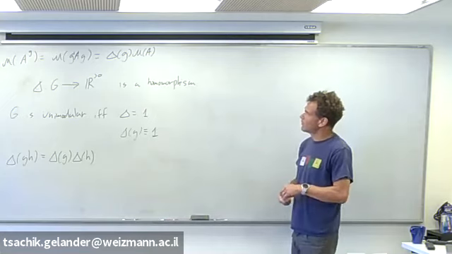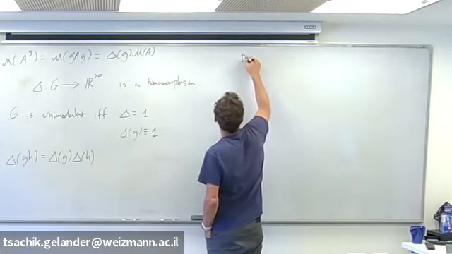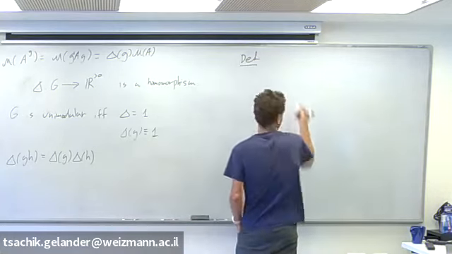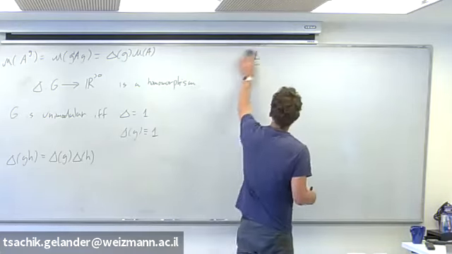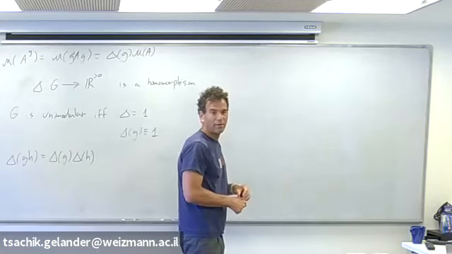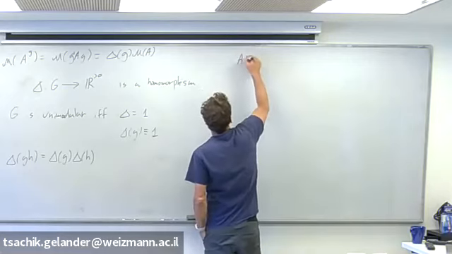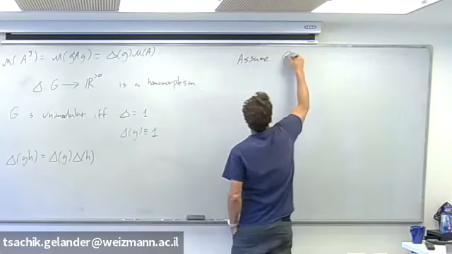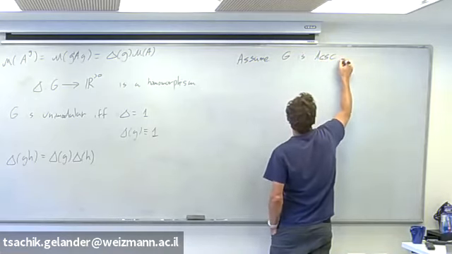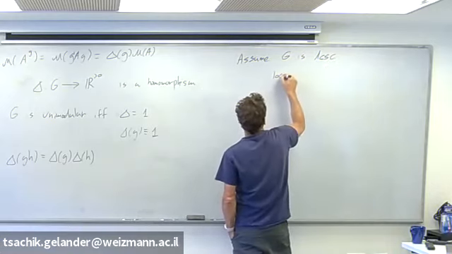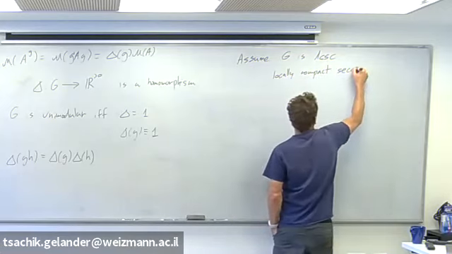So we start with lattices. So here is the important definition. Let G always be locally compact. By the way, we will assume also that it's second countable, that the topology is second countable. Assume that G is what's called LCSC, which means locally compact second countable.